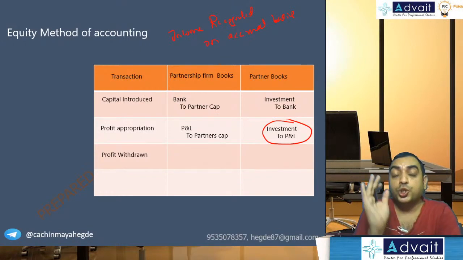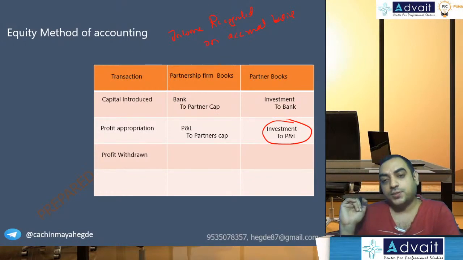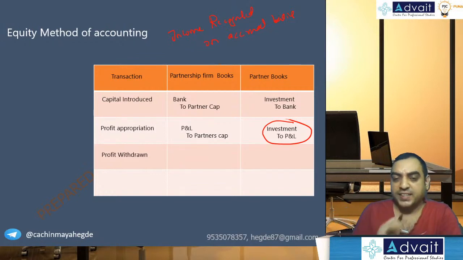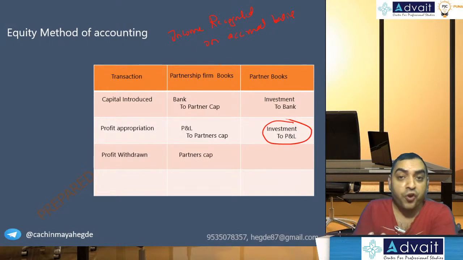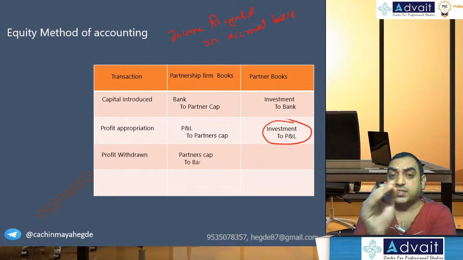Investment account debit to P&L account. Profit, loss means reverse. When profit is withdrawn by the partner, it's an outflow of cash. What entry will the firm pass? Partner's capital account debit to bank account.